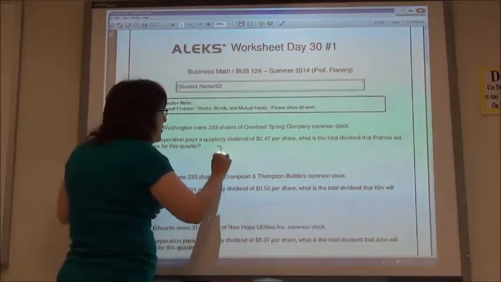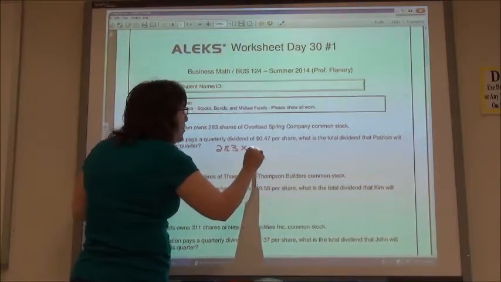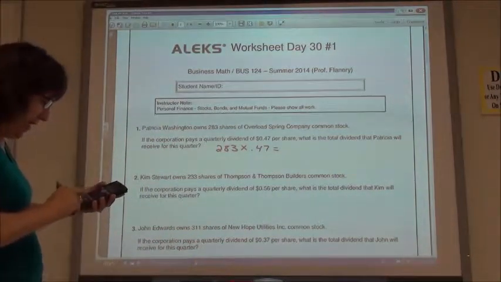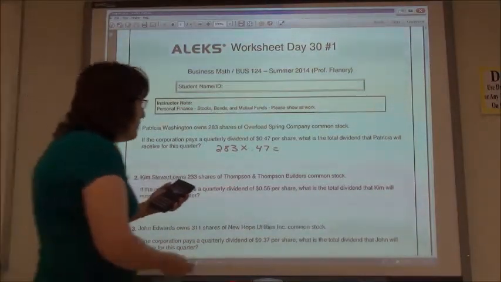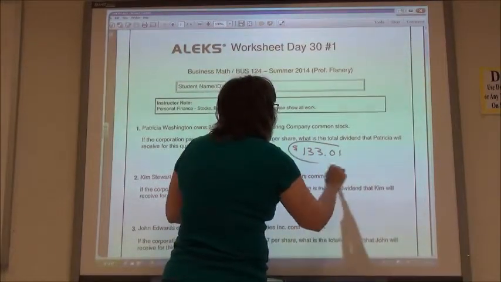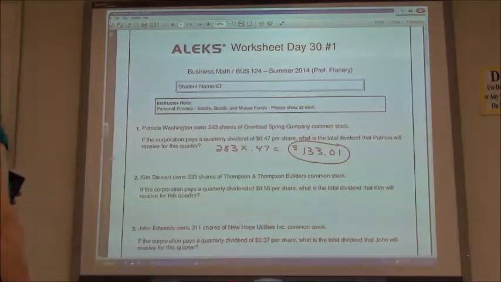So she has 283 shares. If I multiply that by the 47 cents, 283 times 0.47 gives me $133.01 that she would receive for this quarter.